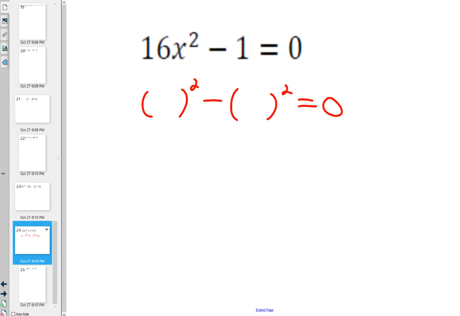What times itself gives you 16x squared? 4x. What times itself gives you 1? 1. And I didn't have a chance to see you on Tuesday, yesterday. But if you remember, I told you that later on I was going to ask you about this word. What does a difference of squares look like in factored form? And I wrote it down for you. I said, hey, this word is going to come up again. Conjugates, very good.